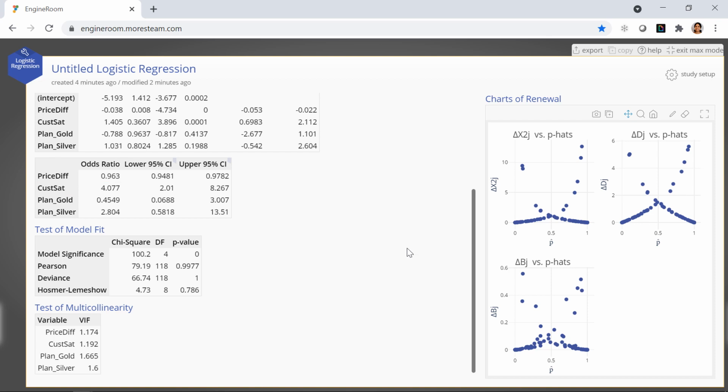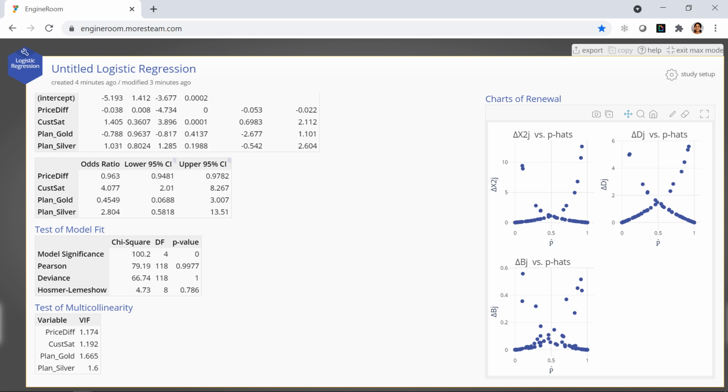For the coverage level, the odds of renewal for a gold plan are less than half the odds for a bronze plan, but the odds of renewal for a silver plan are 2.8 times the odds for a bronze plan. In short, it appears that customers are much more likely to renew a silver plan than either gold or bronze. The company may want to investigate the reasons for this preference of the silver plan type.